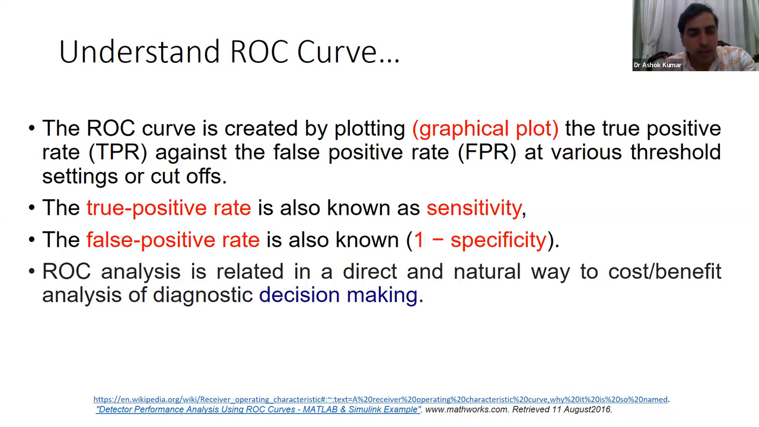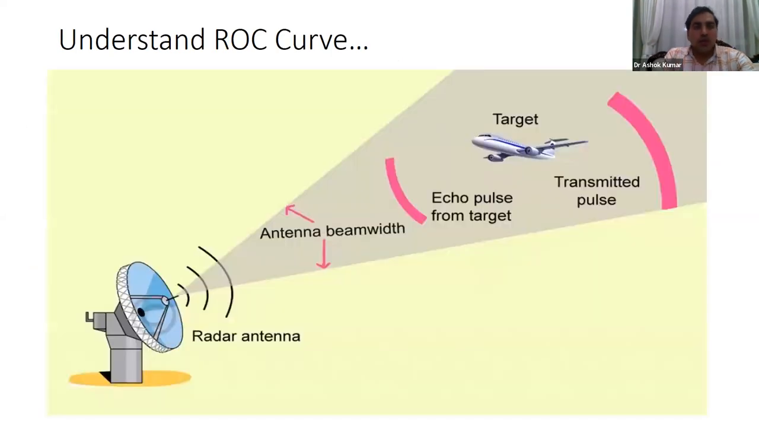ROC analysis is related in a direct and natural way to cost and benefit analysis of diagnostic decision making, whether the diagnosis of this test is positive or negative. We have to assess sensitivity and specificity, and when we assess specificity, we have to calculate the false positive rate, that is 1 minus specificity.